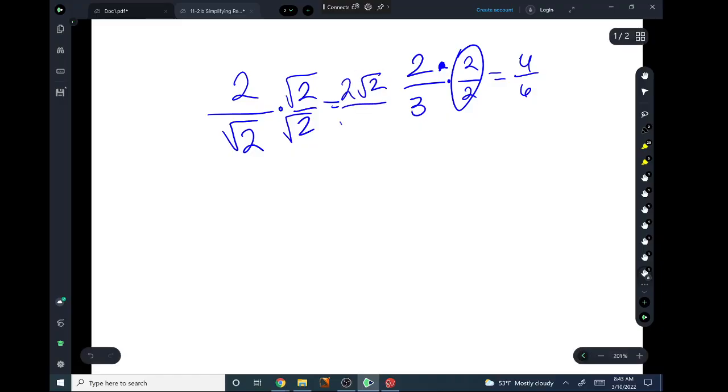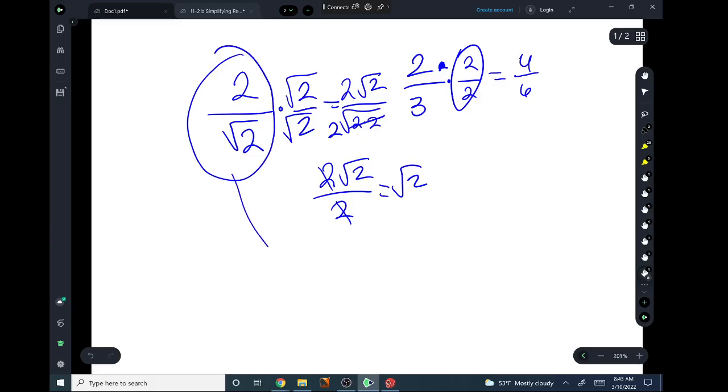Now watch what happens. You get 2 root 2 over root 2 times 2, right? Because you can multiply the denominator. You can multiply them. And what happens? You have a pair, and you take them out, right? So you're left with 2 root 2 over 2. The 2's cancel. You're left with root 2. That's weird, huh? 2 over root 2 is the same as root 2. That's not intuitive at all.